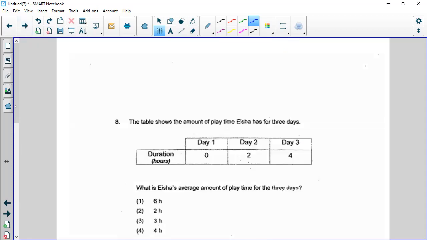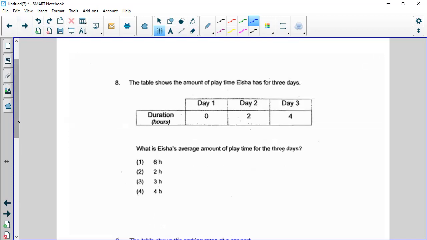Okay, we are here. The table shows the amounts of playtime Aisha has for 3 days. What is Aisha's average playtime for the 3 days? You have to add all the hours together, which is 6 hours, and then divide 6 hours by 3 days.